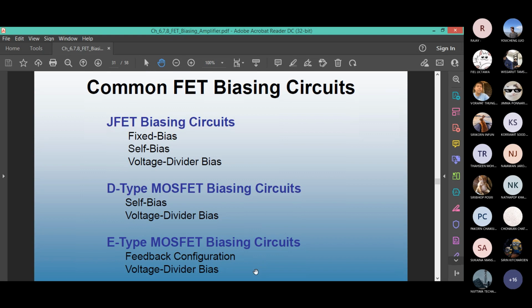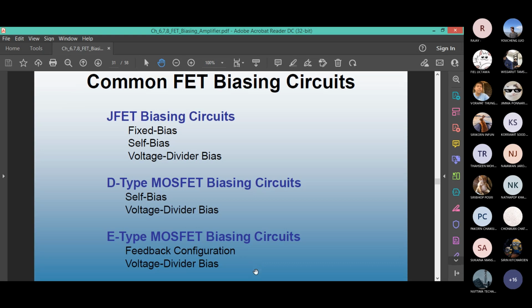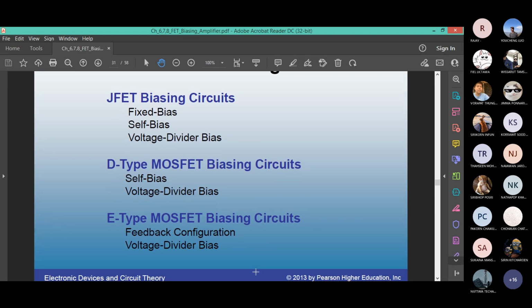How many types of bias can we provide for JFET? For the case of BJT, we studied 4 biases, which are what? Fixed bias, emitter stabilized, voltage divider, and then the 4th one was collector feedback. For JFET, we studied 3 biases: fixed bias, self bias, and voltage divider. You can also have biases for MOSFET, which we did not study, but the names are self bias and voltage divider for D type, and feedback and voltage divider for E type. So voltage divider bias is a common pattern for all types of FETs.